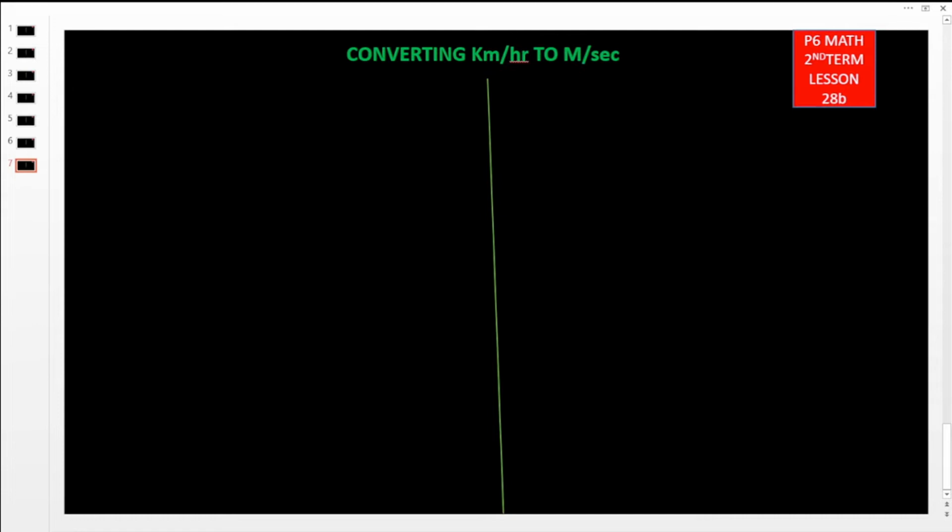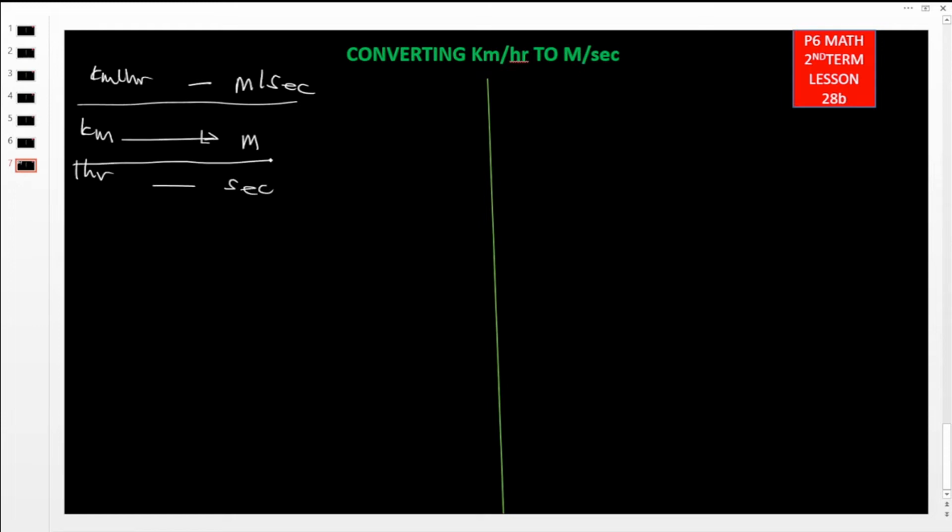In this lesson, we are still doing conversions. Here we are going to look at converting kilometers per hour to meters per second. This one is very simple. If we compare, we have kilometers and meters, which is the distance, and then we have hours and seconds.